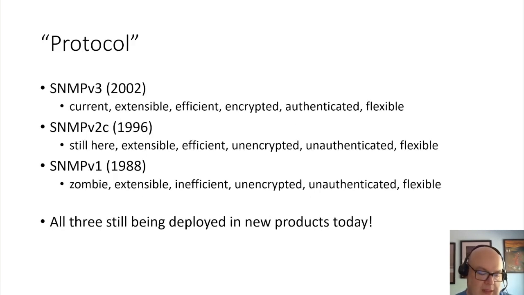So, protocol. SNMP comes in several different versions. Today, we have SNMP v3, which is extensible, it's encrypted, authenticated, efficient, flexible, etc. And that's been a standard pretty much for 20 years. SNMP version 2 came in several varieties, but version 2C won the standards battle. It's extensible, efficient, unencrypted, and unauthenticated, but pretty flexible. SNMP version 1 is a zombie protocol. It's extensible, it is not efficient, it's unencrypted, unauthenticated. Sadly, all three of these are still being deployed in new products today. There are brand new internet devices, especially IoT devices, that only support SNMP version 1.